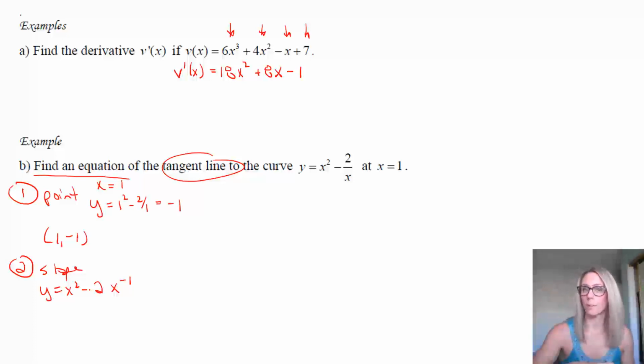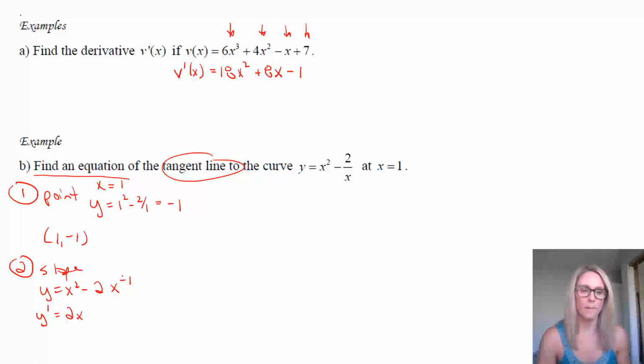So we can bring that up and write that with a negative exponent. And then that allows us to use the power rule. We cannot use the power rule unless we have something of the form x to the n. So it does need to be rewritten. You would not be able to take the derivative the way that you're seeing it. So we want to rewrite it. And then now I can take the derivative using the power rule.